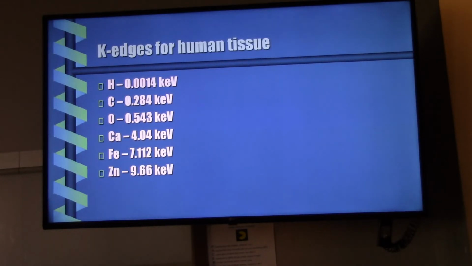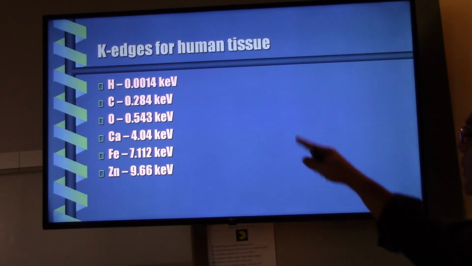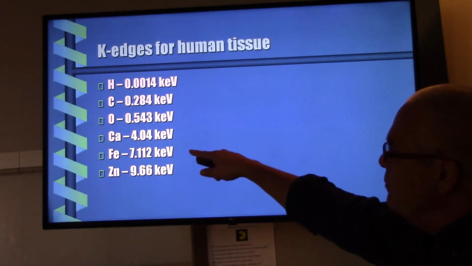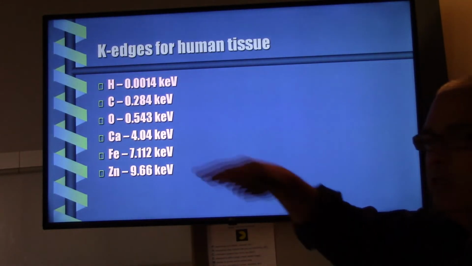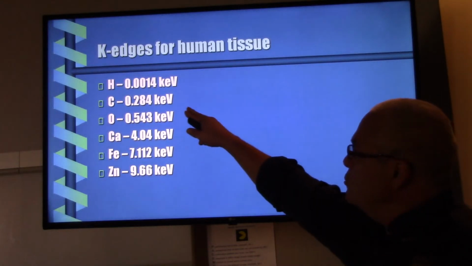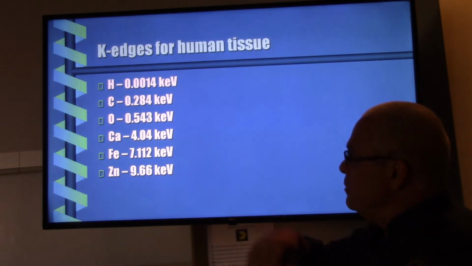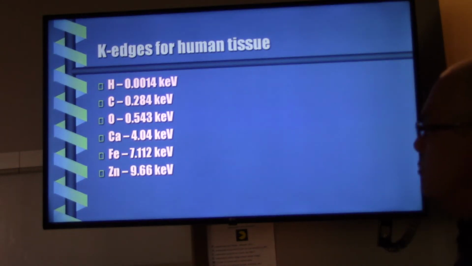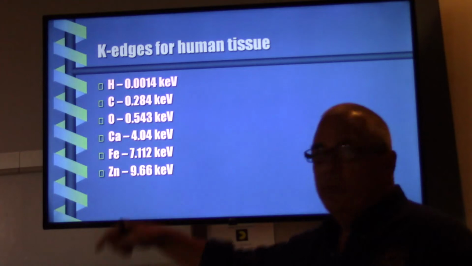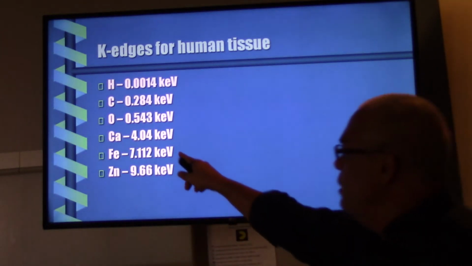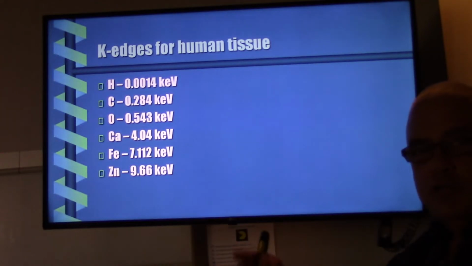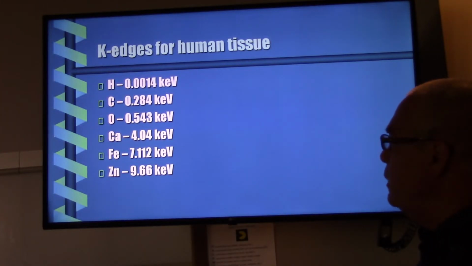Okay, so human tissue. You're probably wondering, what does this have to do with anything? Well, check this out. The K edges for human tissue. I've got some elements here: hydrogen, carbon, oxygen. That makes up a goodly portion of your body. Look at those inner shell binding energies. They're tiny. They're less than 1 keV. These things are really small. Even calcium, which is the main component of your bones, is only a 4 keV K-shell energy. So that's a pretty lightweight element.